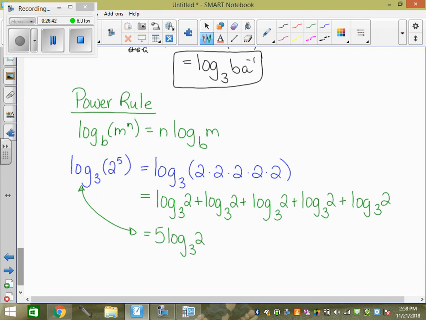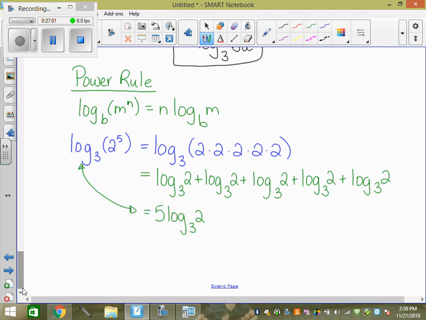Correct? So I told you that in order to use the multiplication and division law, you have to have a 1 or a negative 1 in front, correct? So if we get a number in front, we can just move it up as the exponent. And then we can do our normal rules. So let's try it out. Simplify.